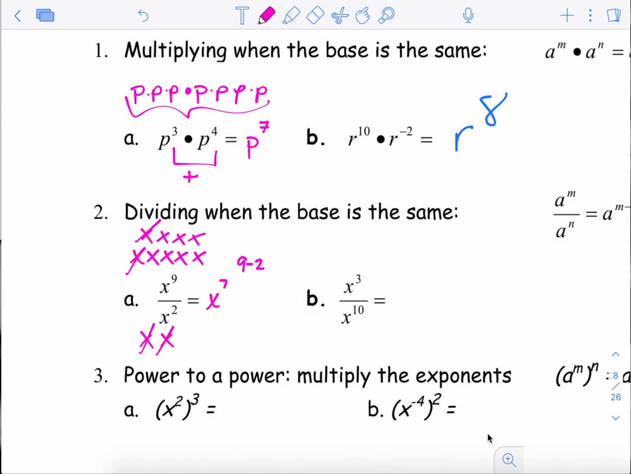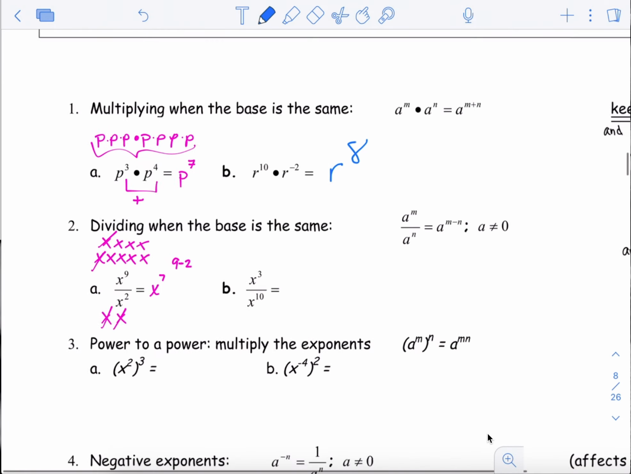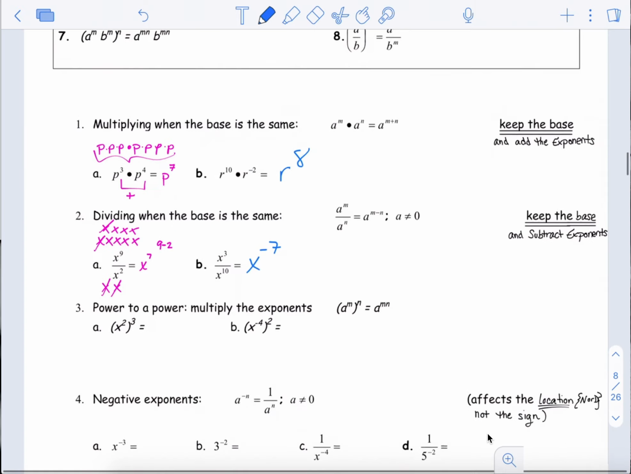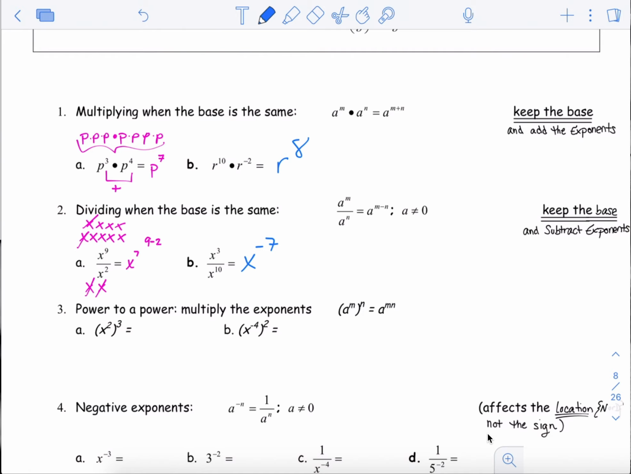Following that rule, if I did the same thing over here, I would say 3 minus 10 gives me a negative 7. And I'll explain what to do with negative exponents in just a second. Okay? Again, steps are written off to the side. Keep the base the same. The base is the number that's holding the exponent, and subtract the exponents. That's your division rule. Okay?